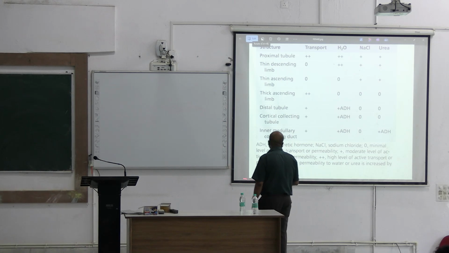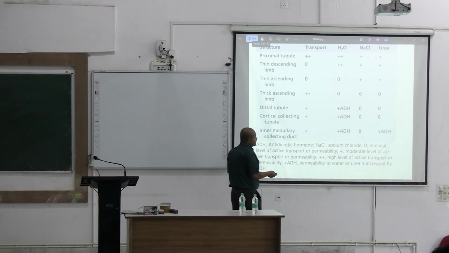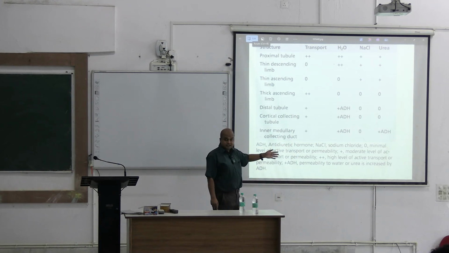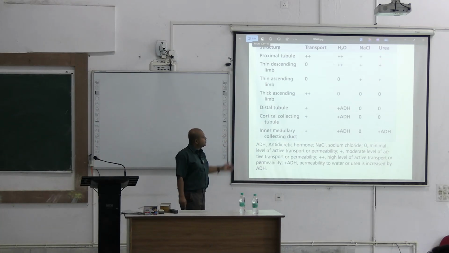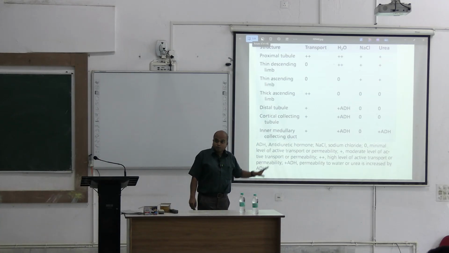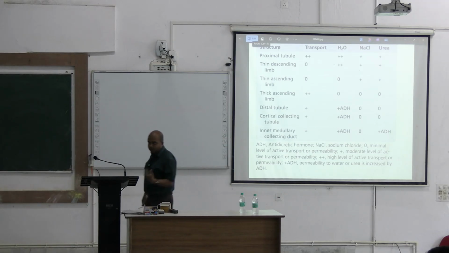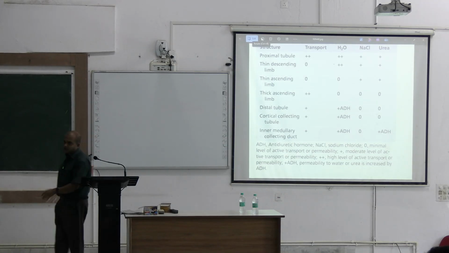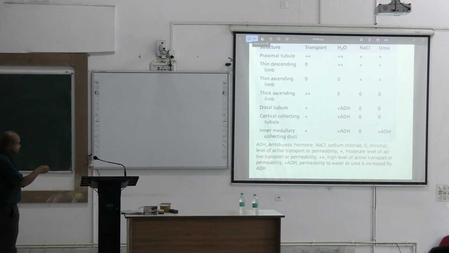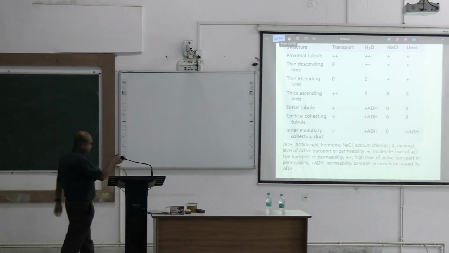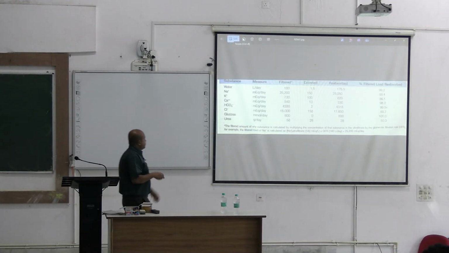That is, the permeability to water and urea is increased or decreased by ADH in the last portions. Last portions means the distal tubule, cortical collecting tubule, and inner medullary collecting duct. Out of that, urea only in the deeper parts. Okay. So again, urea also has a role in concentrating the urine, that we will come to. So this will help. We will just refer to this slide again and again.